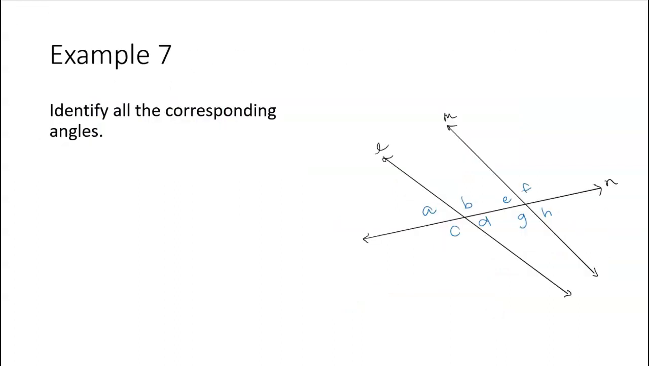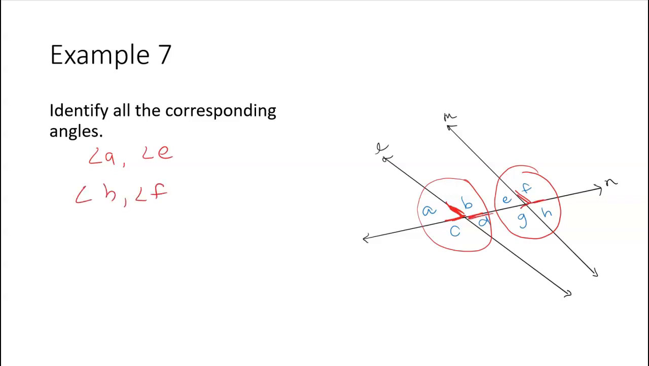So identify all the corresponding angles. When I look here, if I start here, what else is in this section here? I'm comparing these two sections. So what else is in this corner? So angle A corresponds to angle E. And angle B corresponds to angle F. And angle D corresponds to angle H, and angle C corresponds to angle G. So we can see how they relate.